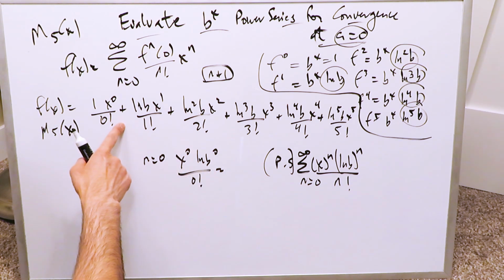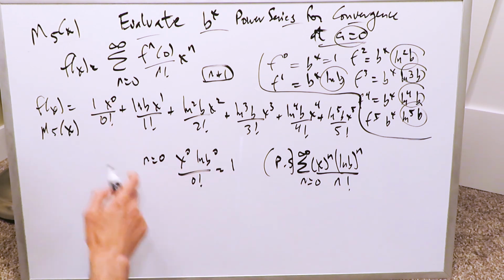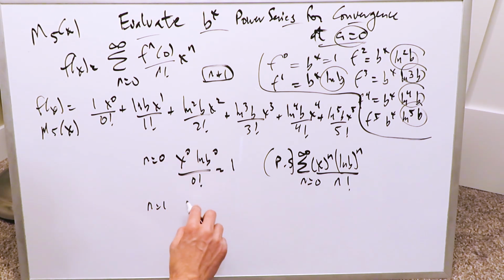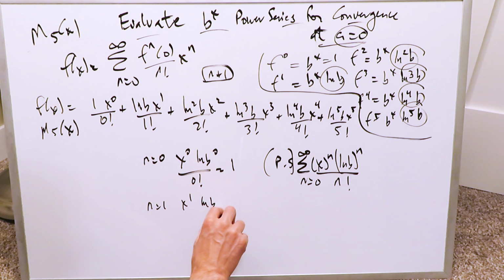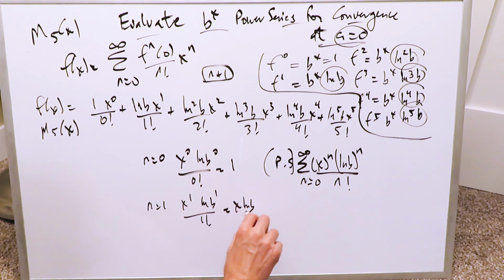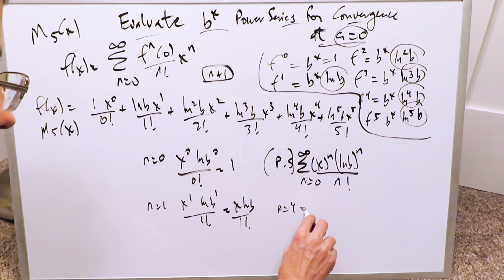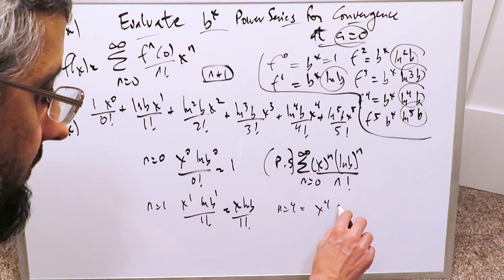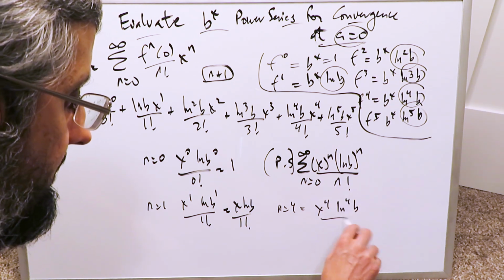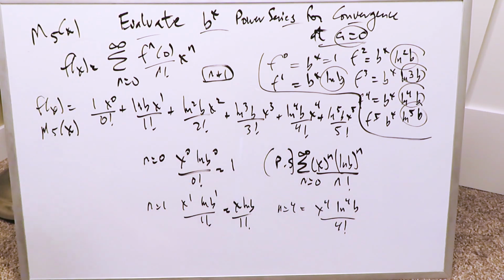It will give you exactly what you have over here, which will be a 1. When n is equal to 1, you'll have x to the 1, natural log b to the power of 1 over 1 factorial. It will give you x natural log b over 1 factorial, which is this. When n is equal to 4, in here you'll have x to the power of 4, natural log b to the power of 4 divided by 4 factorial, which is exactly that. So we know we are on the correct page.